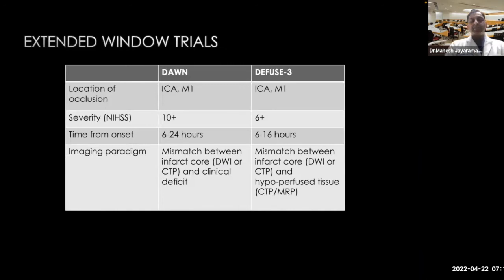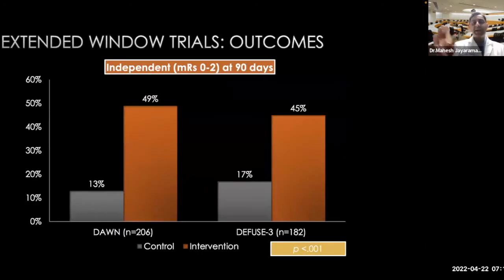They both looked at patients with ICA and M1 occlusions who had severe strokes and were treated up to 24 hours from symptom onset. The imaging paradigm was slightly different. In DAWN, the imaging paradigm was a mismatch between the infarct core and clinical deficit. In other words, somebody had a very small amount of stroke on imaging, but a big clinical deficit. DEFUSE 3 focused on a mismatch between the infarct and hypoperfused tissue. Didn't matter, pick whichever one you want. A dramatic benefit to thrombectomy.